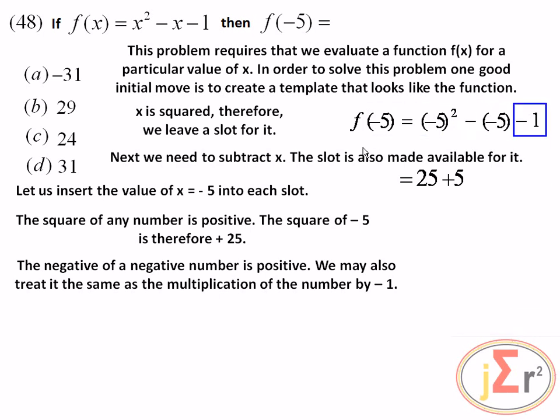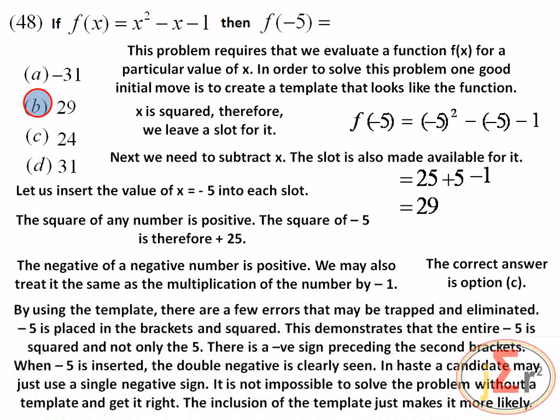Finally, we need to include that negative 1 that we have right there. 25 plus 5 is 30, minus 1 is 29. The correct answer is option B, 29.